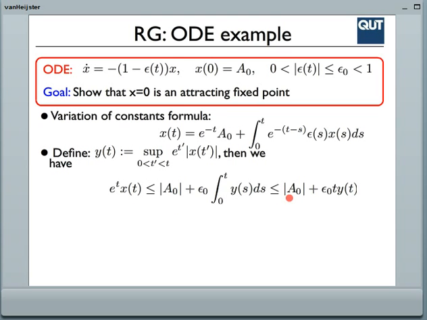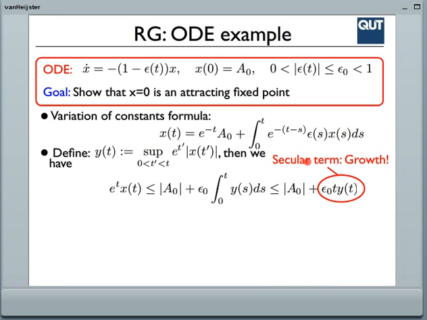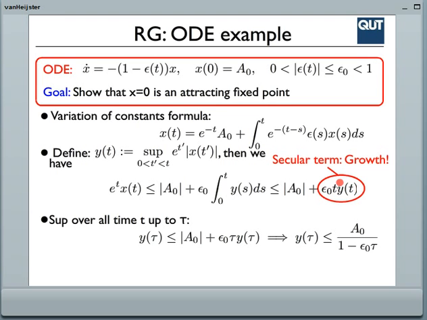We now have an issue, right? Because we have this secular term t, so we cannot use this estimate for all t, right? Because this estimate will blow up. Let's now take the sup over all t, and then we can actually rearrange everything a little bit.